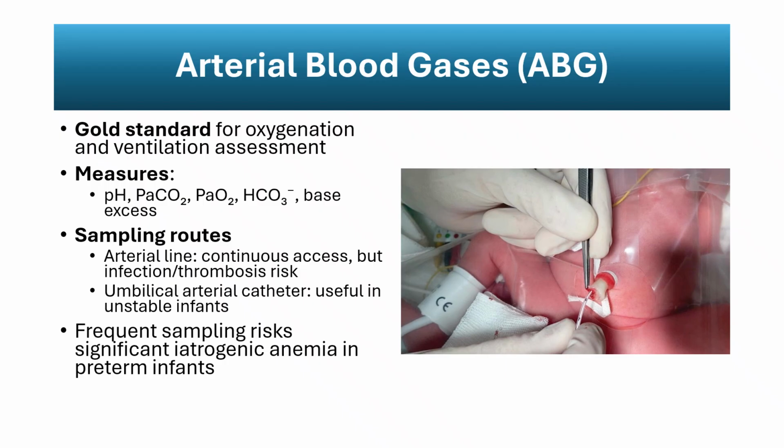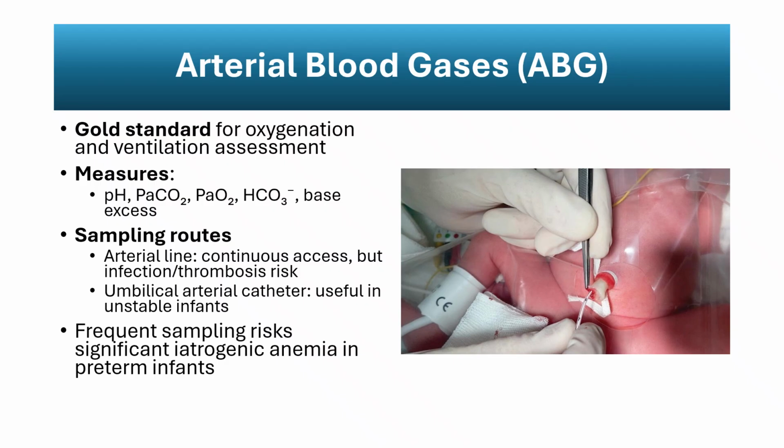Thrombosis, infection, and distal ischemic injury are potential complications, particularly in very low birth weight infants with fragile vessels. Strict attention to line maintenance and aseptic technique is essential to minimize these risks. Umbilical arterial catheters are often preferred in unstable or critically ill infants because they provide reliable access during the acute phase of illness. Once the infant stabilizes, transition to a peripheral arterial line or less invasive monitoring is appropriate to reduce catheter-related complications.